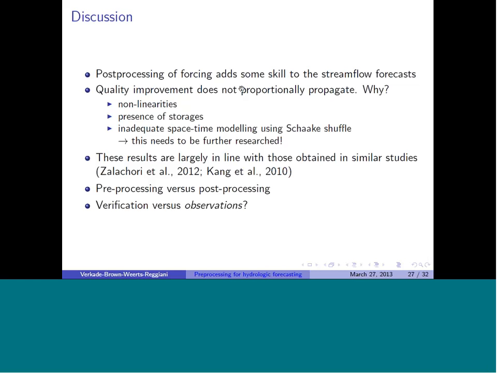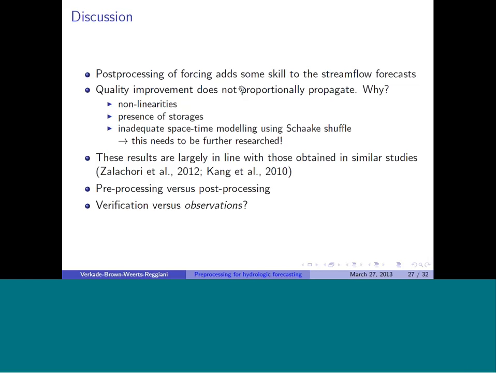The Rhine is known to have a reasonably sized snowpack. It's a relatively large basin with relatively large groundwater storages. There are even some man-made reservoirs, and obviously, these would hinder the propagation of forecast quality from forcings to streamflows.